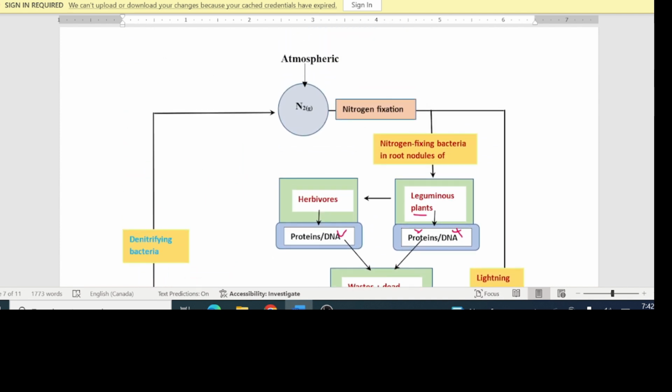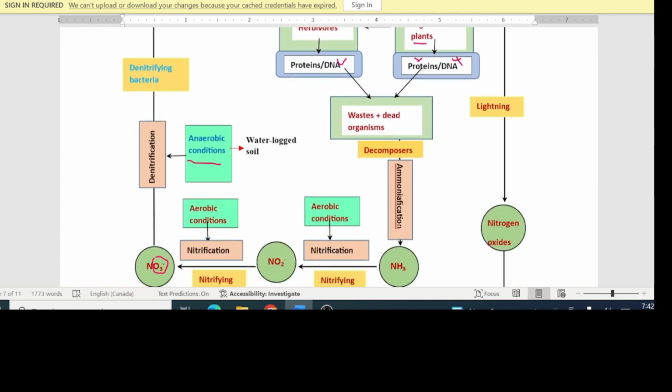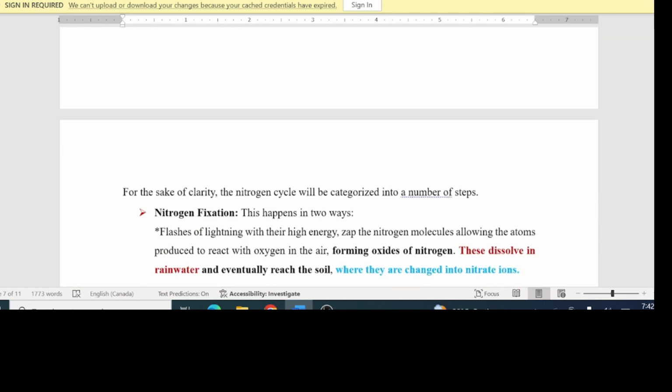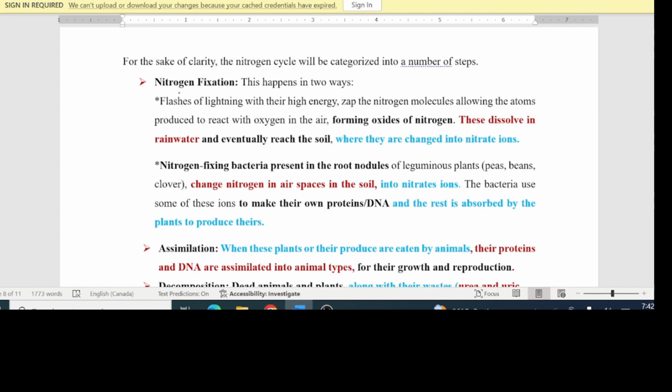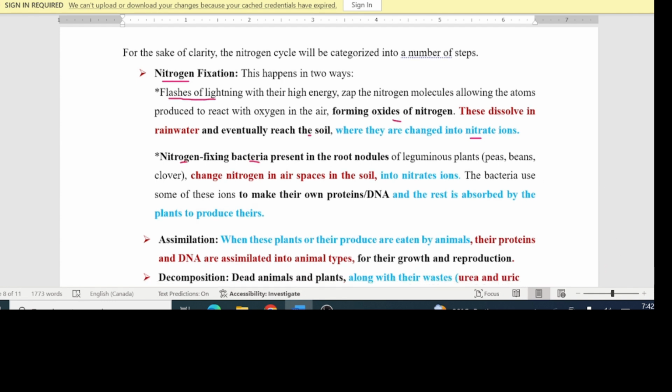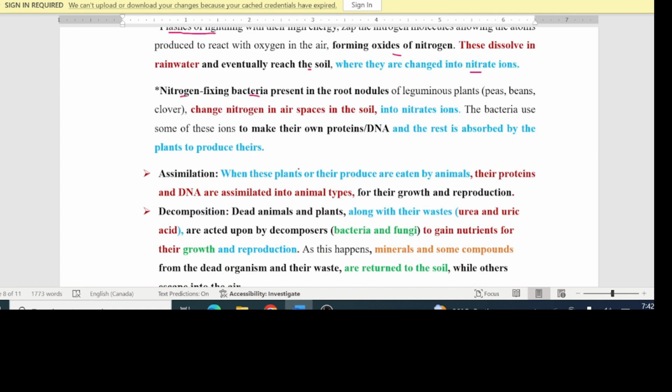So basically, this is a nitrogen cycle. And if you want to make some notes or anything like that, more about it is all described in words here. All the steps are described here. It speaks about nitrogen fixation, flashes of lightning breaking up the nitrogen molecules into atoms, forming these oxides. It speaks about how they eventually reach the soil where they change into nitrates. It speaks about the nitrogen fixing bacteria that change molecular nitrogen into nitrates, and plants will use those to make their proteins and DNA molecules.